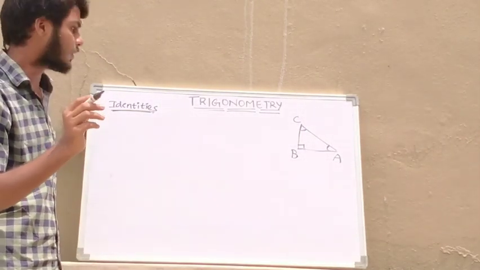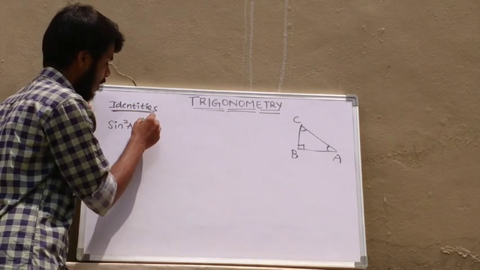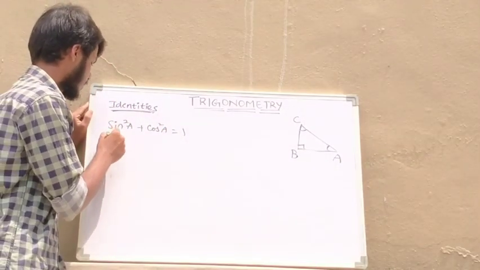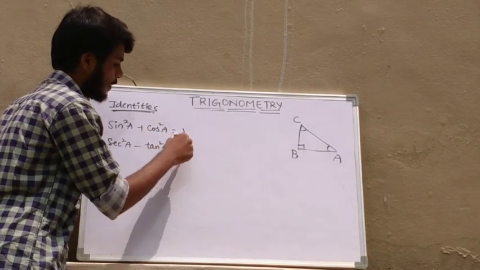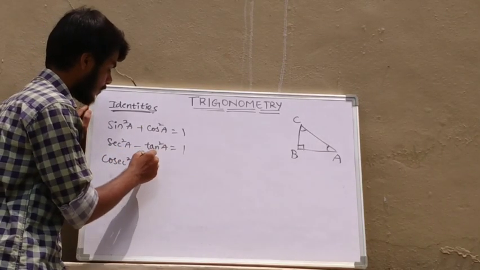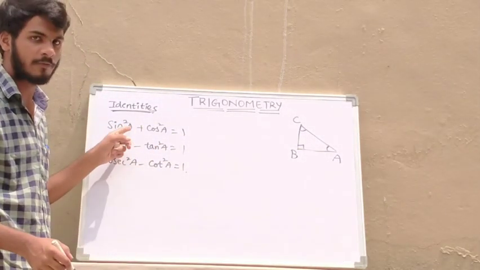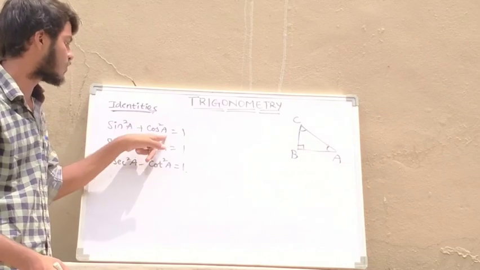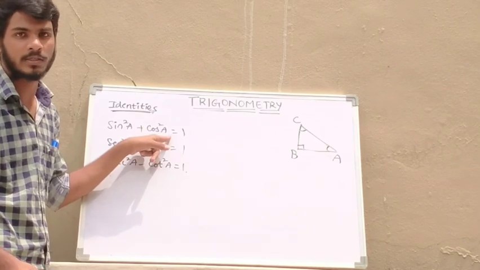There are three identities in the trigonometry. They are sin square A plus cos square A equal to 1. This is standard. Next, secant square A minus tan square A equal to 1. Again, third one is cosecant square A minus cot square A equal to 1. These are standard formulas. These are fixed. Sin square A plus cos square A equal to 1. Whatever the value of A you substitute, you will get the answer 1. How is it derived? It is derived from Pythagoras theorem.